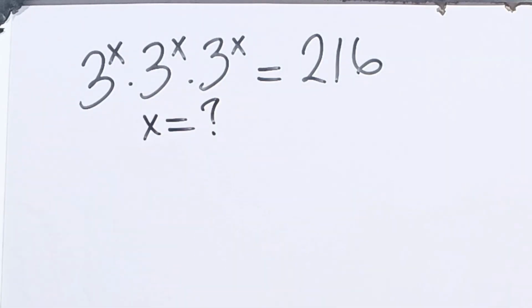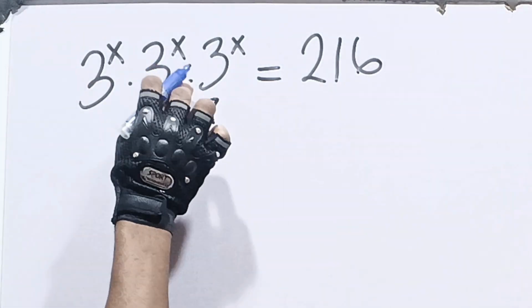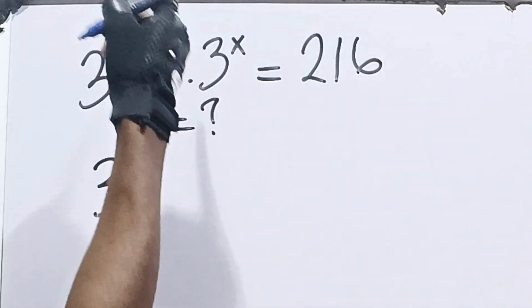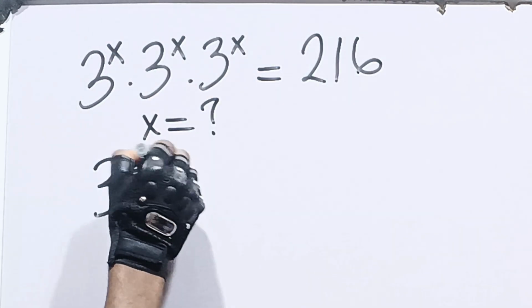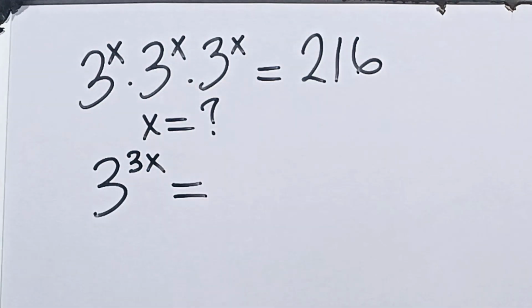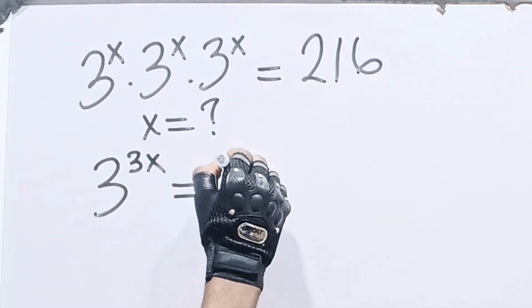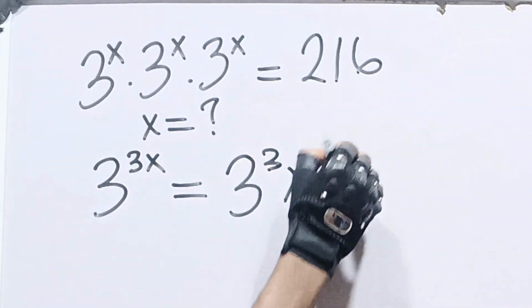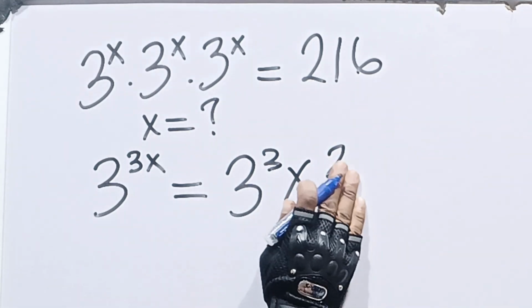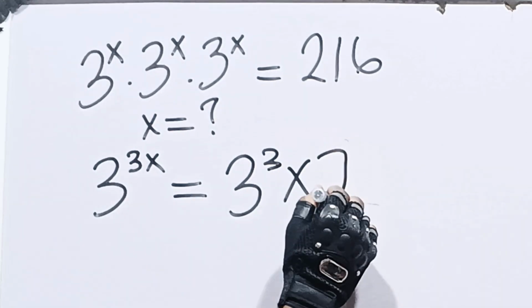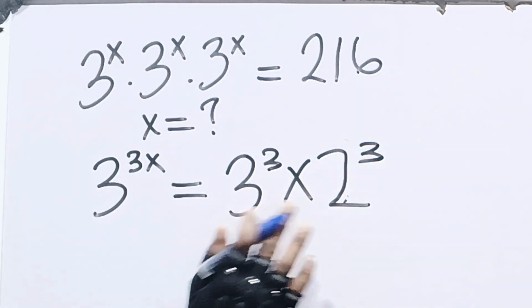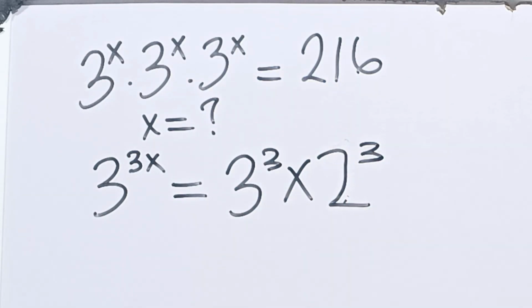Now, first things first, 3^x times 3^x times 3^x is equal to 3^(x+x+x), which is 3^(3x). And this is equal to, now 216 can be written as 3^3 times 2^3, because 3^3 is 27 and 2^3 is 8. 27 times 8 is 216, alright?